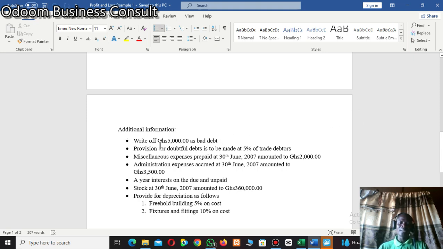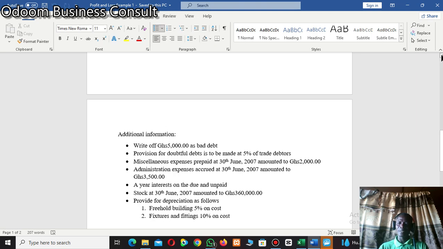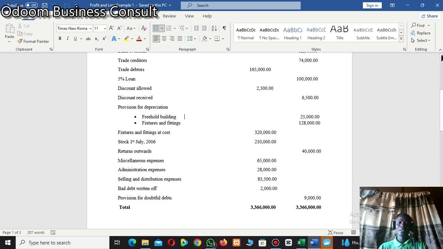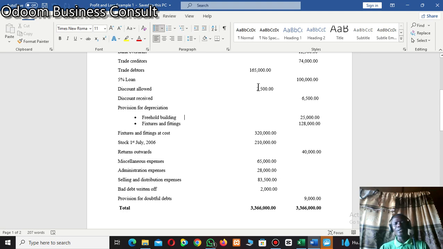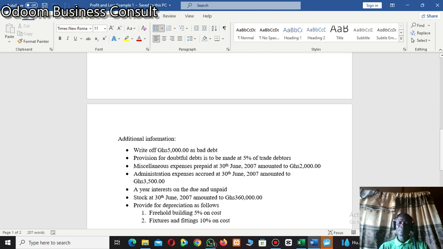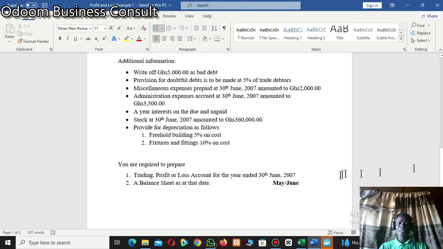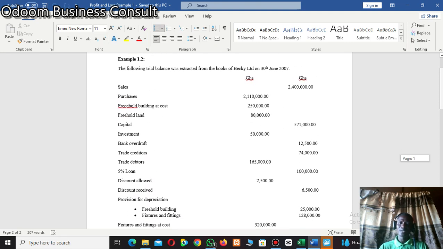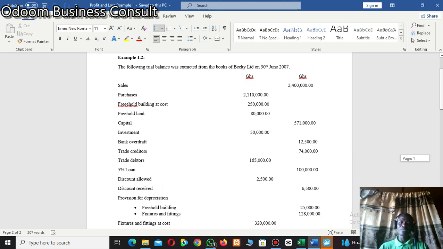This information, after this trial balance was extracted, we know that trial balance was extracted at the end of the accounting year. From the question, you could see that the accounting year end for Becky Limited is 30th June 2007. So this trial balance was prepared by the accountant of this company at the end of the accounting year, which is 30th June 2007.